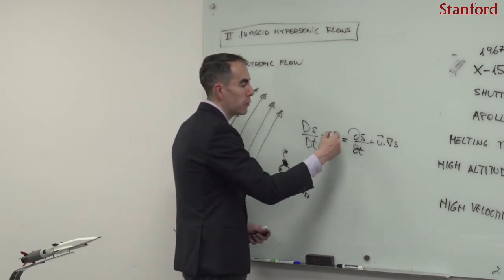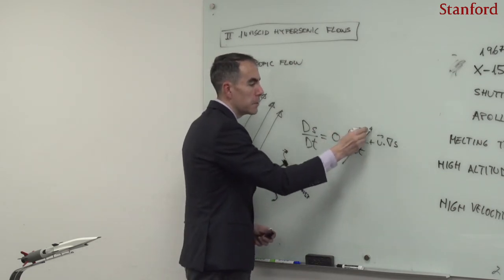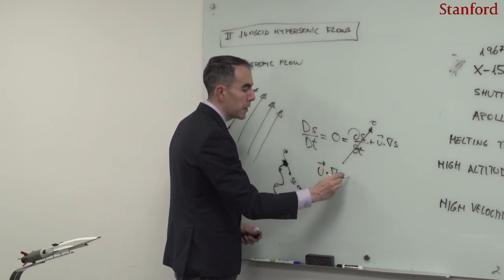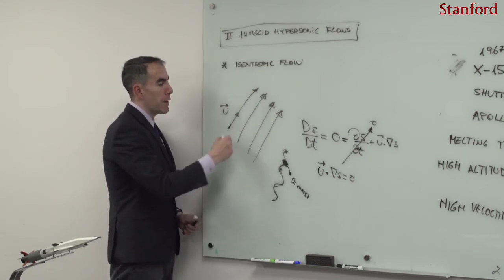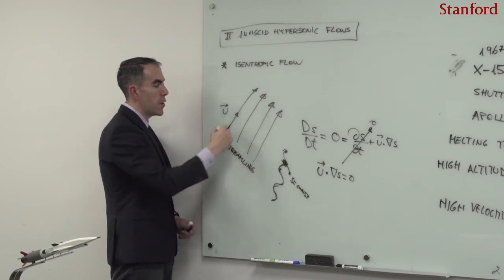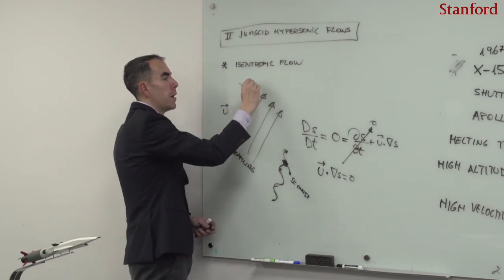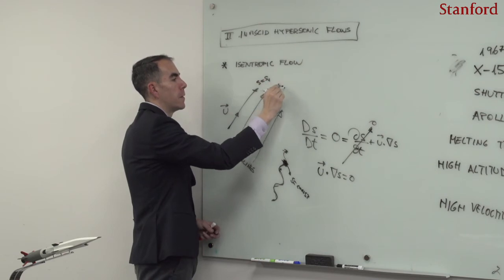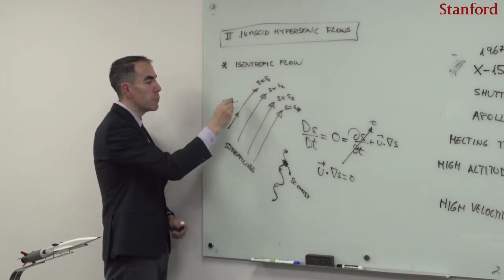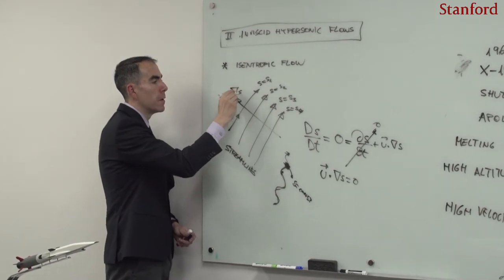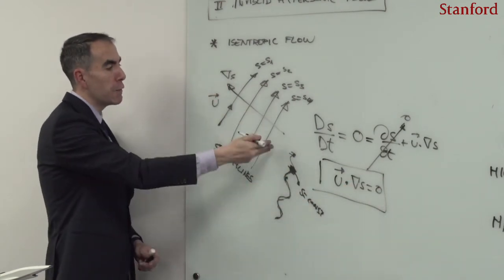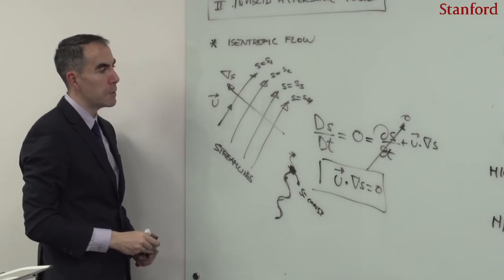In steady flows, which are going to be most of the flows that I'm going to be describing here, this time derivative is zero. Then I end up with a condition that the velocity vector multiplied by the gradient of entropy is equal to zero. That means the following. If I look at these streamlines, along each of them I'm going to have some entropy, and this entropy is going to be different per streamline. It is going to be such that the gradient of entropy is perpendicular to the velocity vector, because of this condition. So the gradient of entropy is always perpendicular to the velocity vector for an isentropic flow.